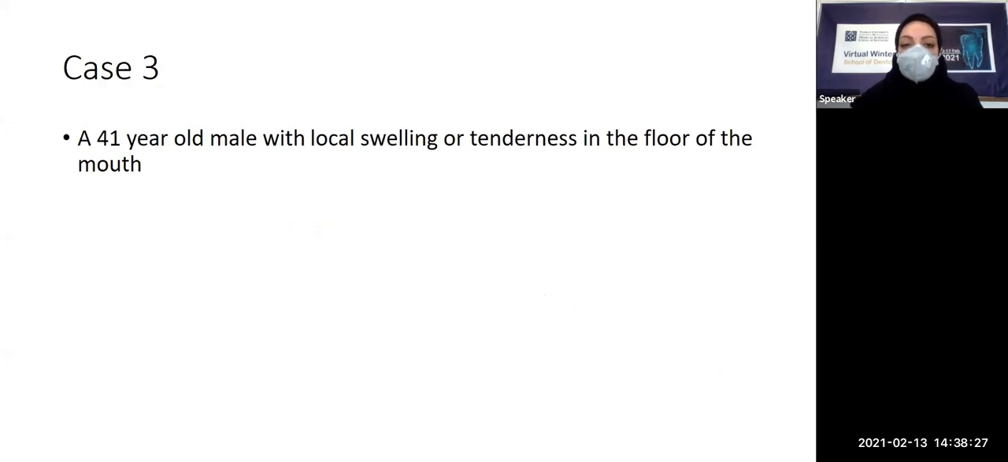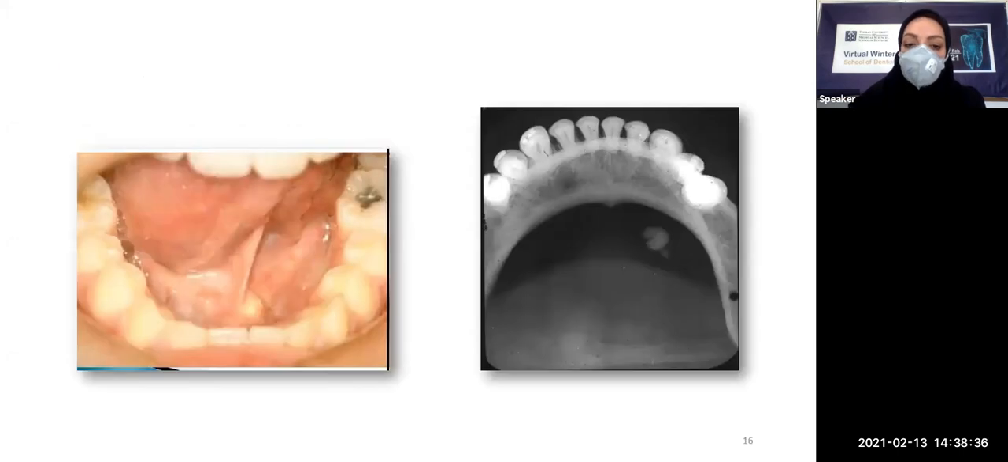The next case which I'm going to share with you is a 41-year-old male presenting with a swelling in the floor of his mouth. Actually, it was not painless, but was a little tender. And the patient says that he has a little pain during mealtime. So it's a kind of episodic pain during mealtime. Here you can see this.